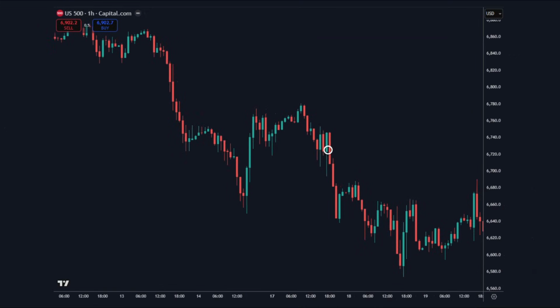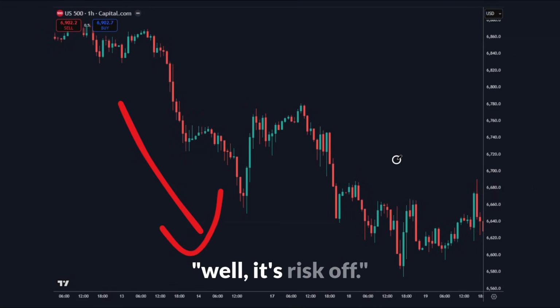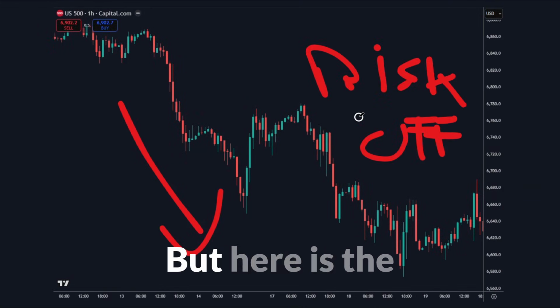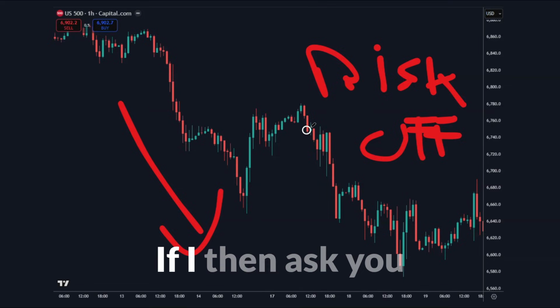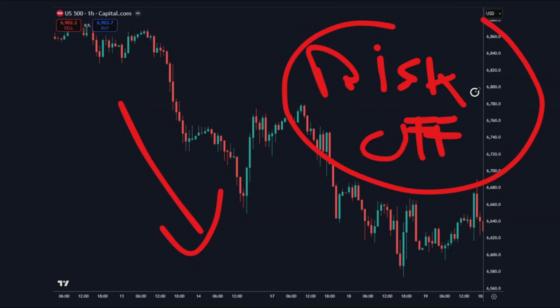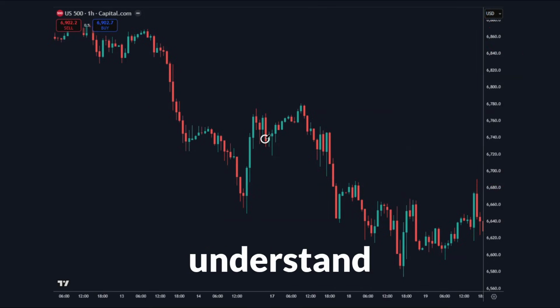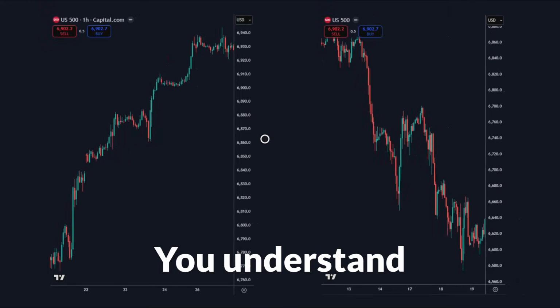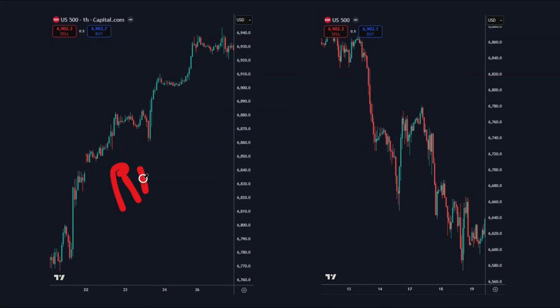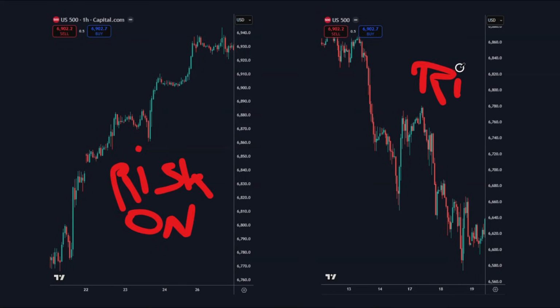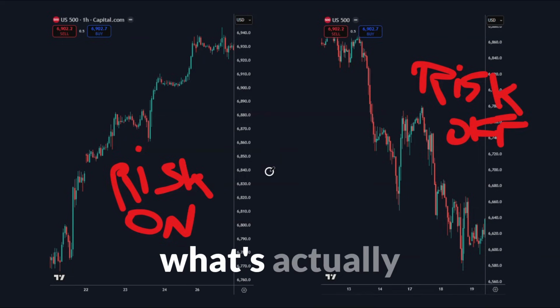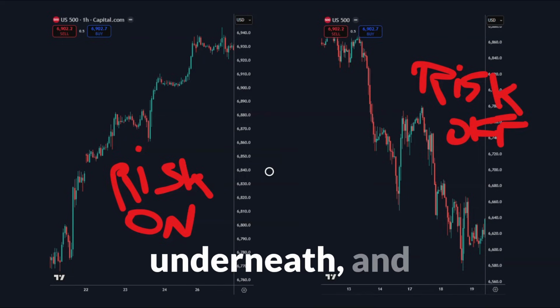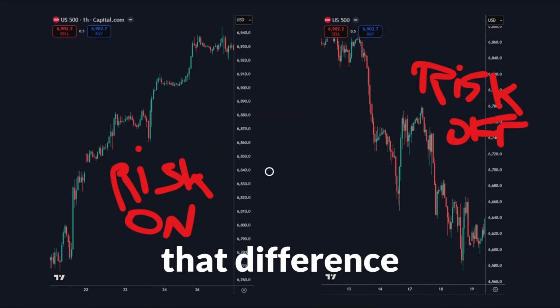US equities are going down. You probably say, well, it's risk off. All clear. But here's the uncomfortable part. If I then asked you why, you probably understand labels. You understand the definition of risk on, and you understand the definition of risk off. But you don't understand what's actually driving the market underneath. And that difference is everything.